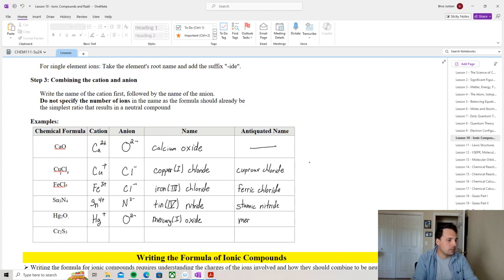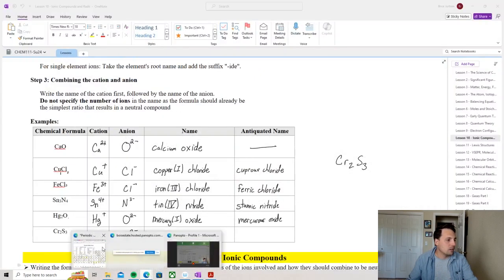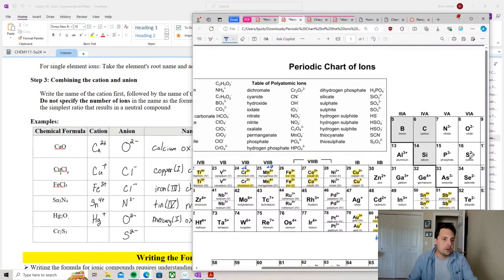Or mercurous oxide. Lastly, we have one of these variable charge metals that can have 3 possible options. Chromium. All right, so here we have Cr2S3. We know that sulfur has got to be a 2 minus charge because it is below oxygen on the periodic table. So it's got a 2 minus charge.